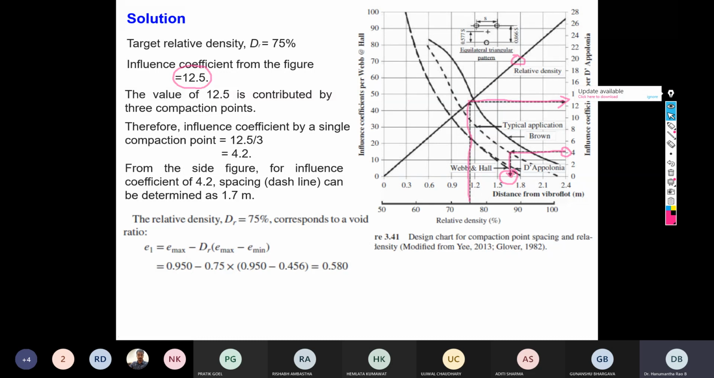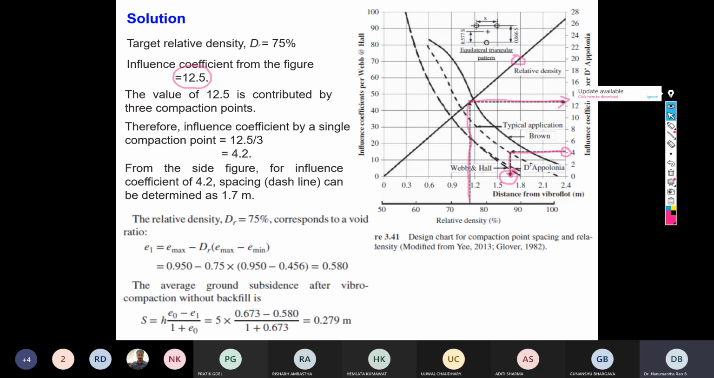So from the same relative density equation, E1 is nothing but the natural void ratio post compaction. So E1 is nothing but Emax minus Dr into Emax minus Emin. This is a simplification of the relative density equation. So E1 we are getting is 0.58. Now we have an initial void ratio of 0.67 and the final void ratio of 0.58. So this one is even lower than the Emin, that is 0.45.